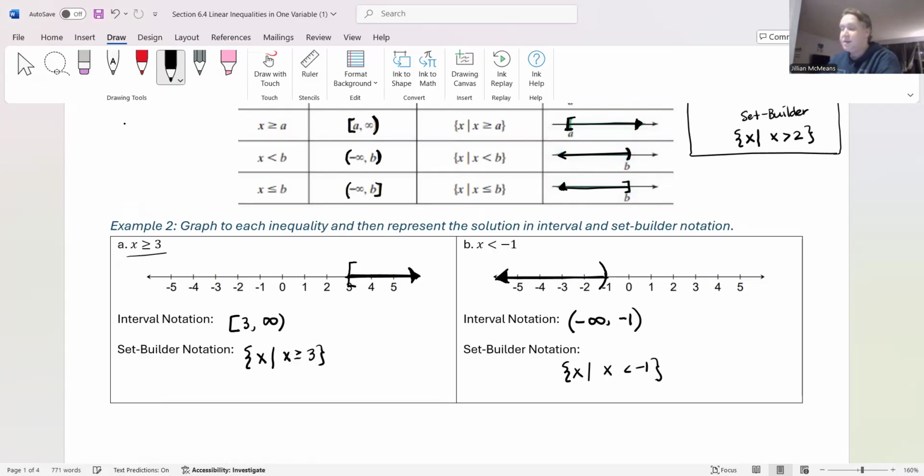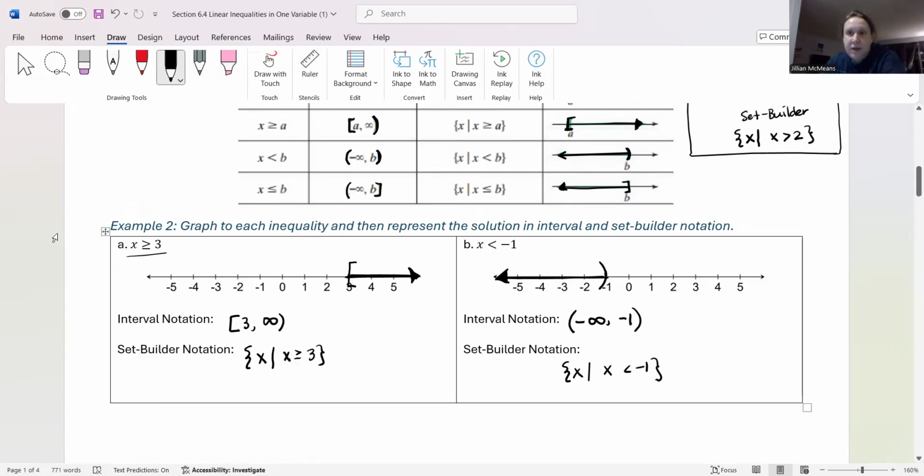And that is set builder and interval notation for inequalities. When you're dealing with an inequality, because the solution is no longer just a single value, it's this entire interval of values, we have to find a way to represent all values that satisfy the inequality. So we can do that with a graph, with an interval, or with set builder notation.